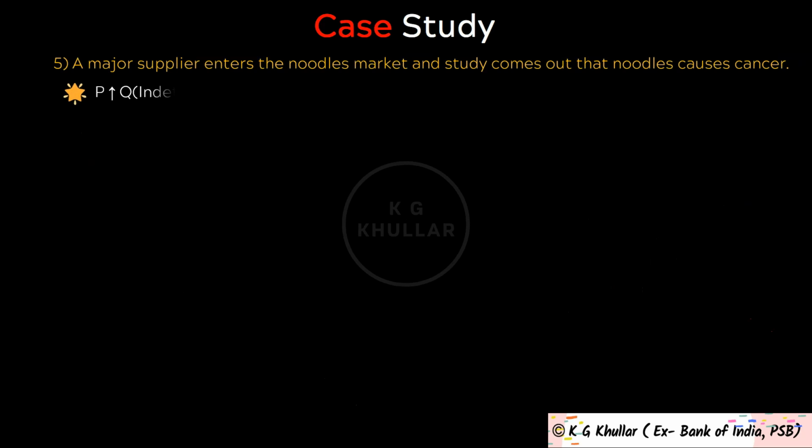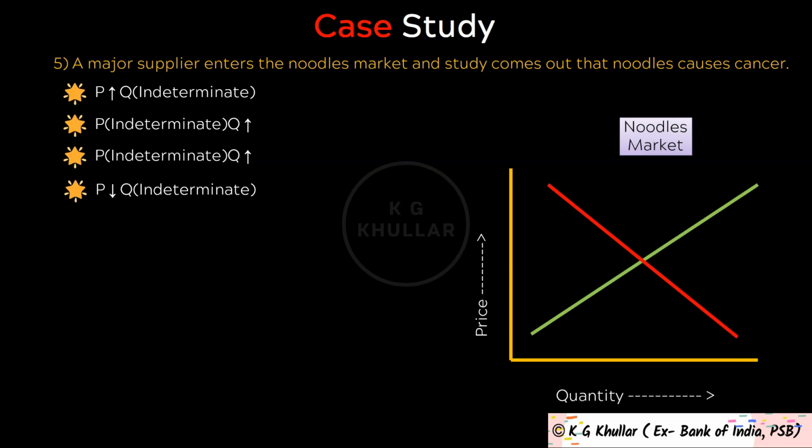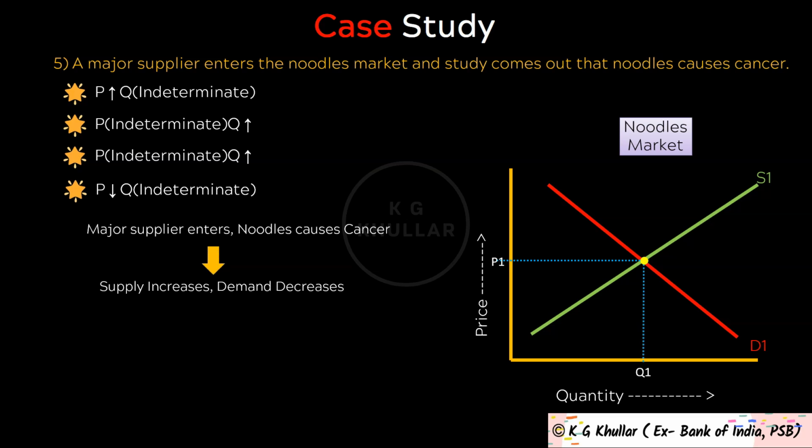Next question is, a major supplier enters the noodles market and a study comes out that noodles cause cancer. And these options are given to you. Now friends, please note the question statement very carefully. On one hand, a major supplier enters the market, so this will increase the supply. But on the other hand, a study also comes out that noodles cause cancer, so this will also decrease demand. And please note, both these factors will affect both the demand curve and the supply curve.